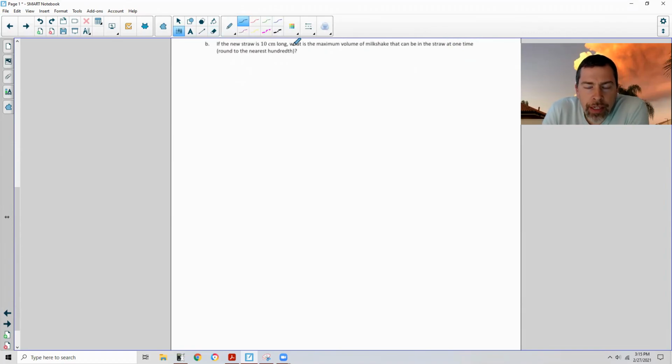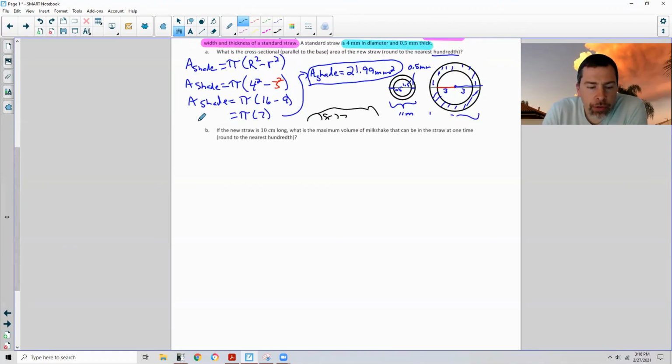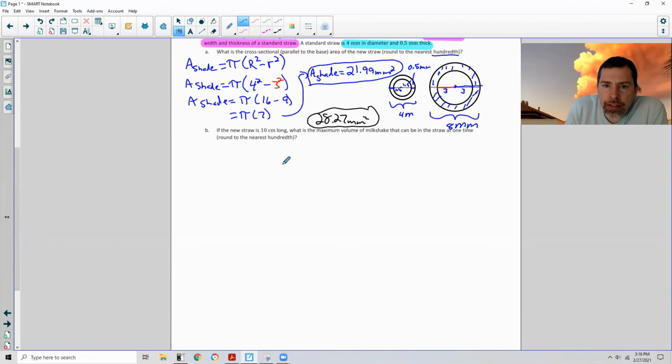Part B, if the new straw is 10 centimeters long, let me get rid of this. If the new straw is 10 centimeters long, what is the maximum volume? Okay, so actually I didn't want to erase that. So if a cross section is the base area, so volume equals base area times height, and capital B means our base area, and in this case, it's the area of the shaded region of the annulus.